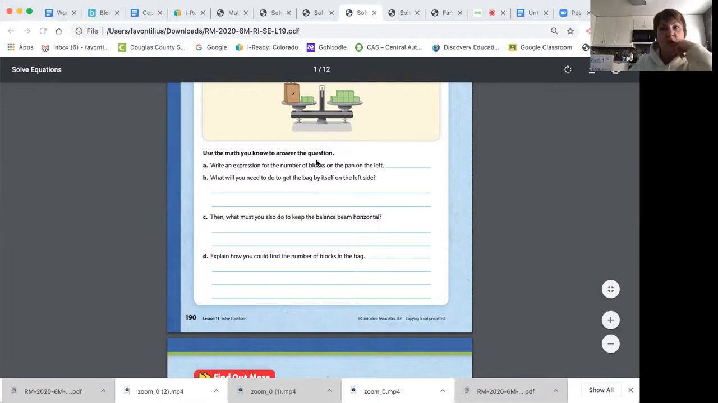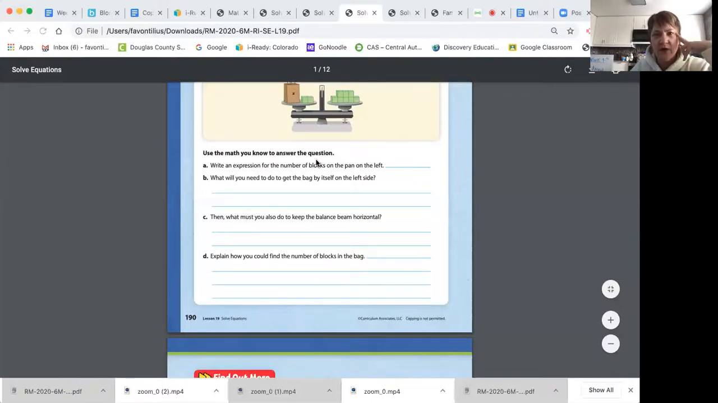B, what will you need to do to get the bag by itself on the left side? You need to subtract 2 from the left side, don't you? Well, that seems so obvious. You need to take 2 blocks from the left side.